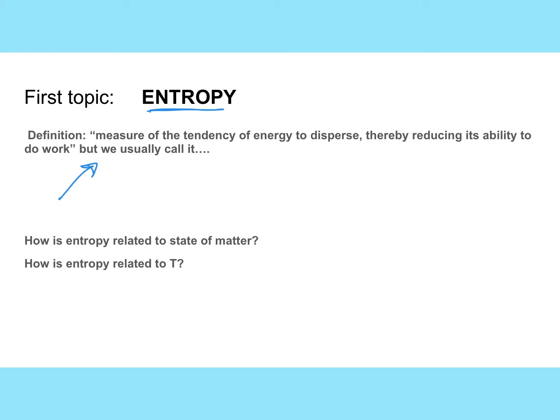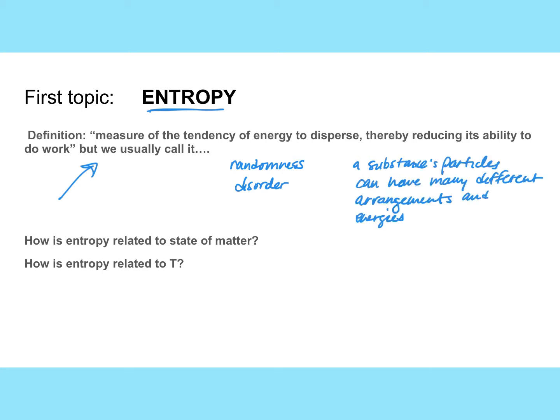Generally, we call it randomness or disorder. Okay? And actually, what it really is: entropy is higher when a substance is, let me pause this and write. So when a substance has many different arrangements and energies of particles, its entropy is said to be higher.